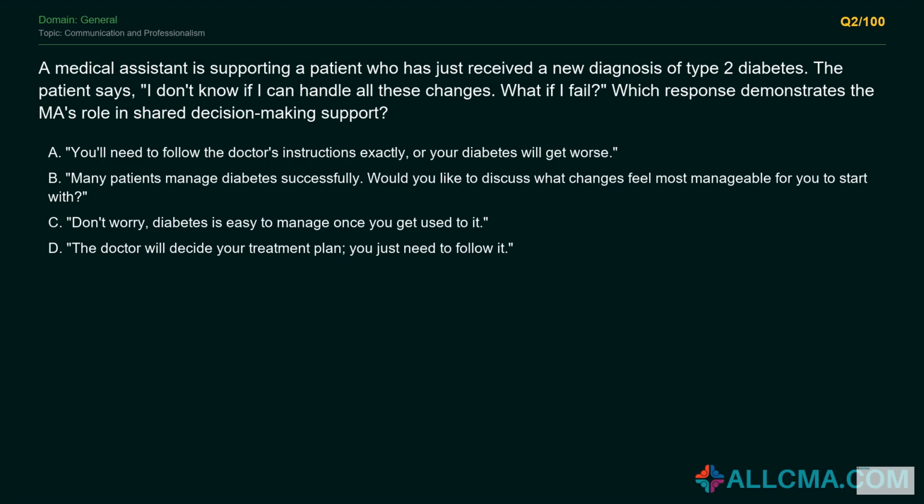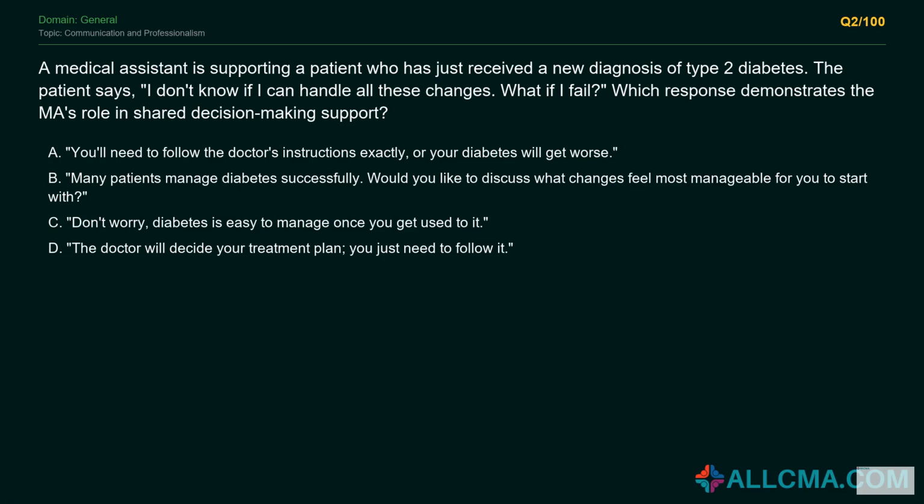Question 2. A medical assistant is supporting a patient who has just received a new diagnosis of type 2 diabetes. The patient says, "I don't know if I can handle all these changes. What if I fail?" Which response demonstrates the MA's role in shared decision-making support?